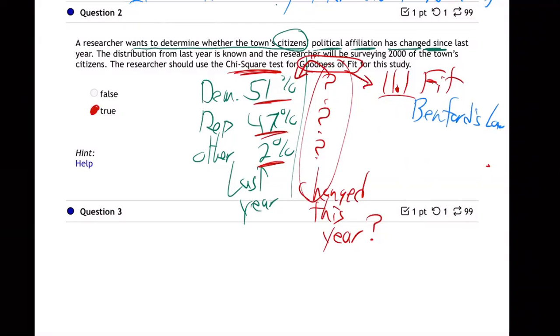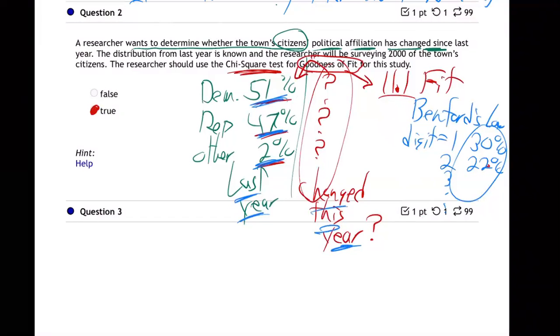Where we had, you know, the leading digit is a 1. I think it's 30% of the time, and it's a 2, 22% of the time. And, you know, remember that? And then we would take some data from some checks that were written at a company, and we would see, did the percentages of Benford's law fit with the percentages that we got from the company? That's what we're wondering. Do the percentages from last year fit with the percentages from this year? That is a goodness of fit test. True enough.